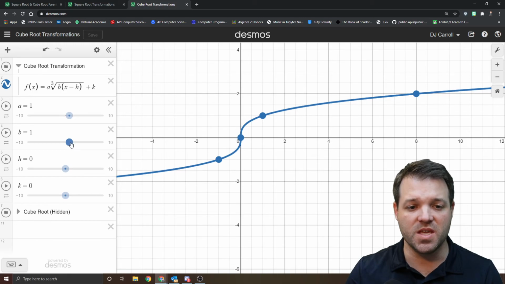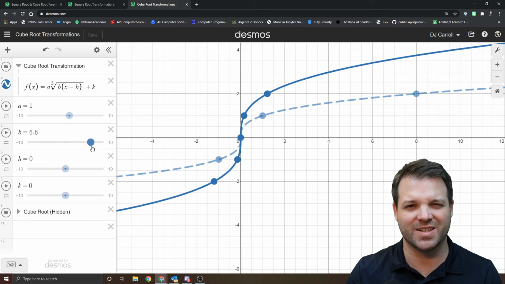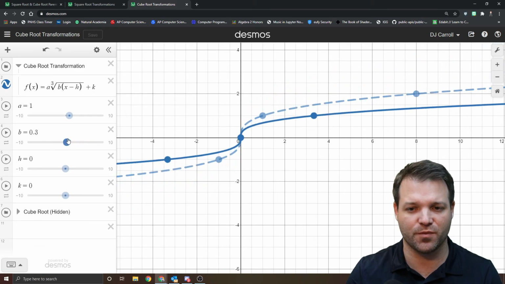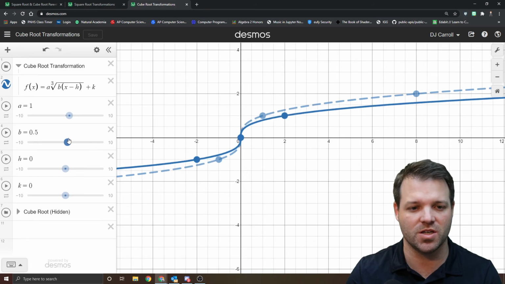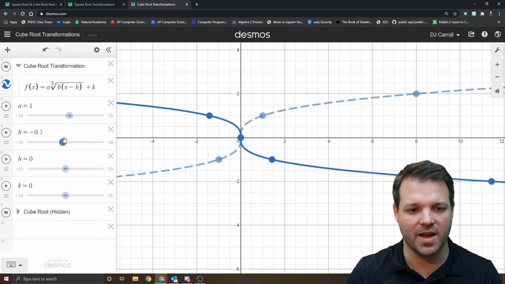Let's see here. The b is going to, as b gets larger, horizontally compress this. And as it gets smaller, as in a fraction, it's going to horizontally stretch it. And if b is negative, then it's going to reflect over the y-axis.